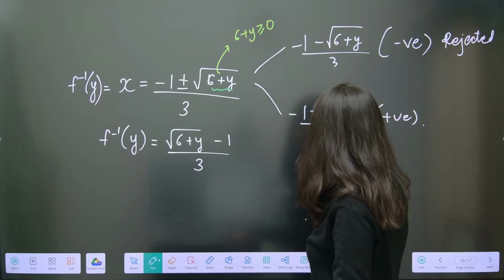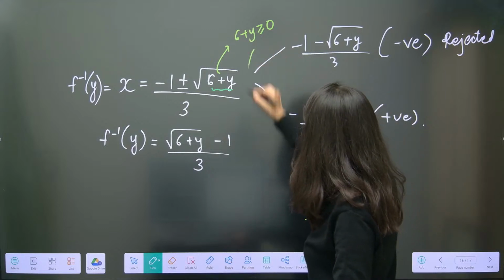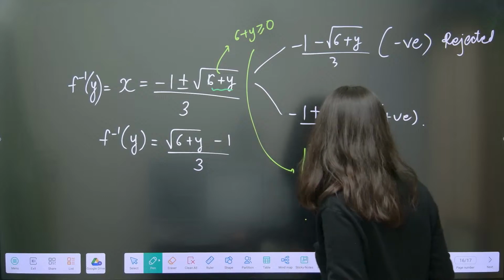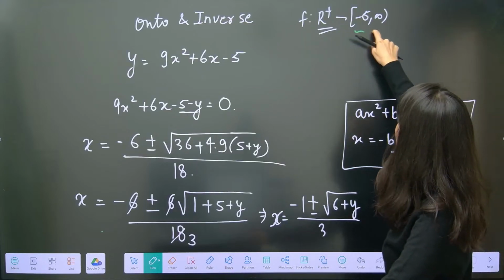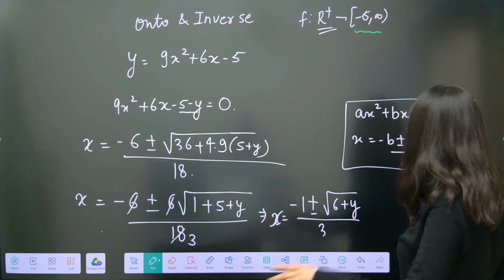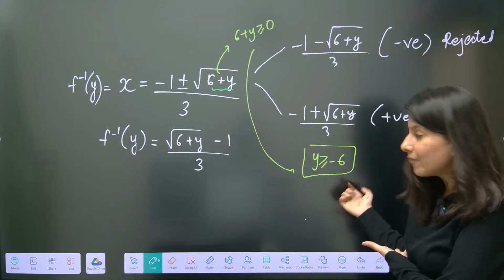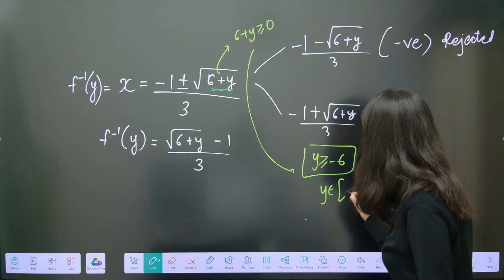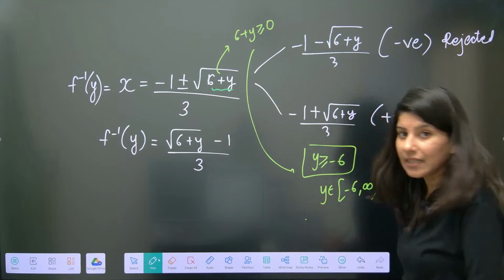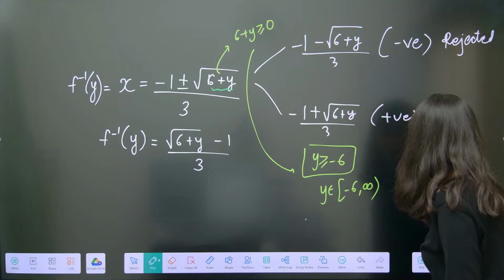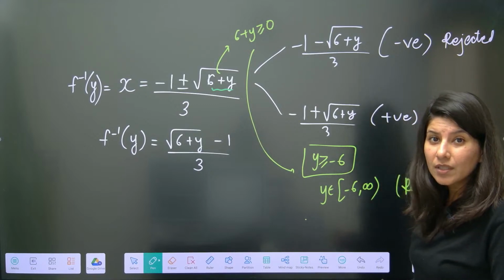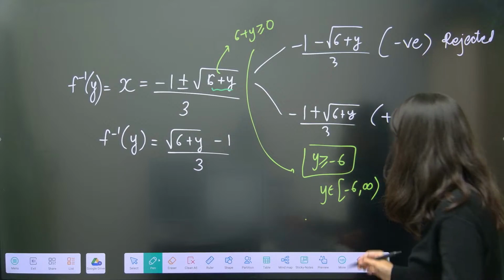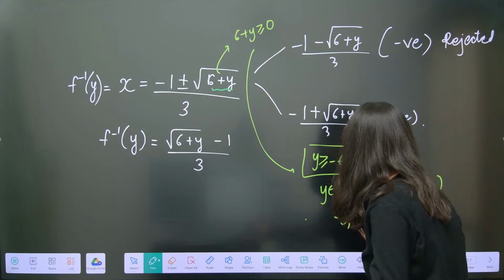So y is greater than or equal to minus 6 you are getting. If you go back, this is your function, minus 5 to infinity, and what you are getting is minus 6 to infinity. So y belongs to minus 6 to infinity. Clearly, this is your range. And what about your codomain? The codomain is minus 5 to infinity, right?